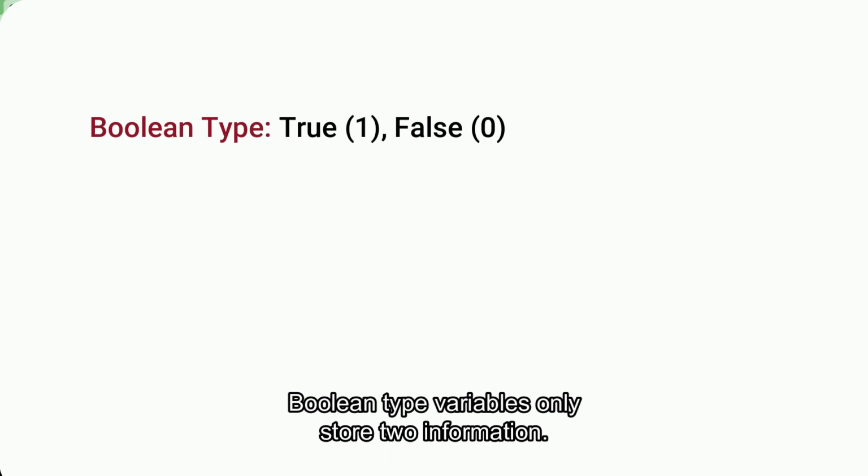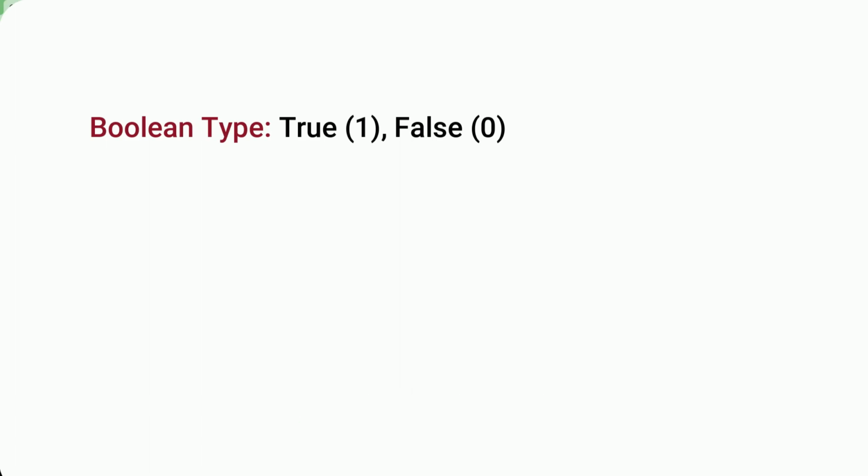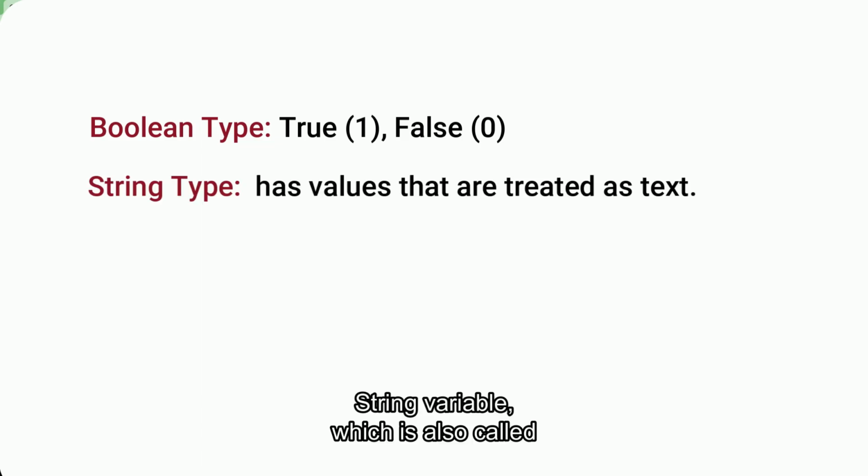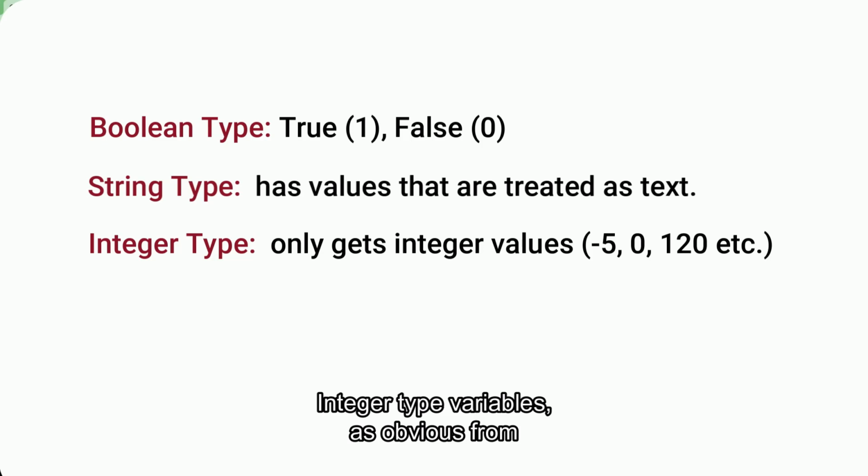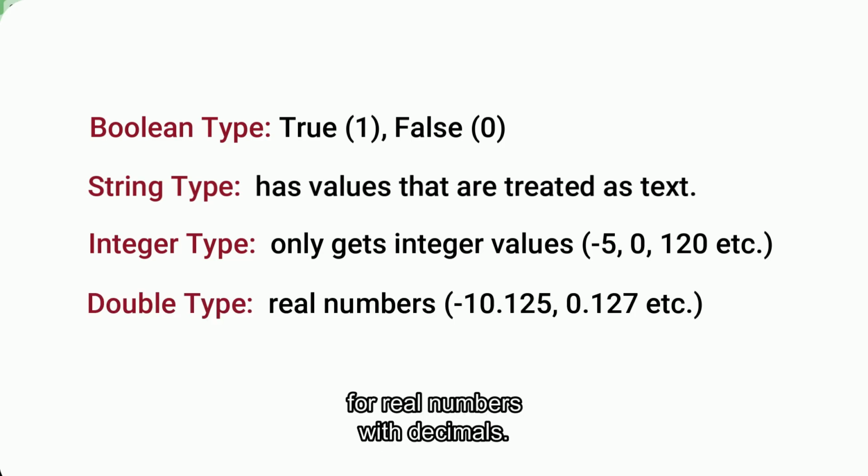Boolean type variables only store 2 information: either true or false. True means 1, and false means 0 in software programming. This means that Boolean type variables are special integer variables, which can only get 1 or 0 values. String variable, which is also called alphanumeric or character variable, has values that are treated as text. Integer type variables, as obvious from its name, only gets integer values. And lastly, double type is used for real numbers with decimals.